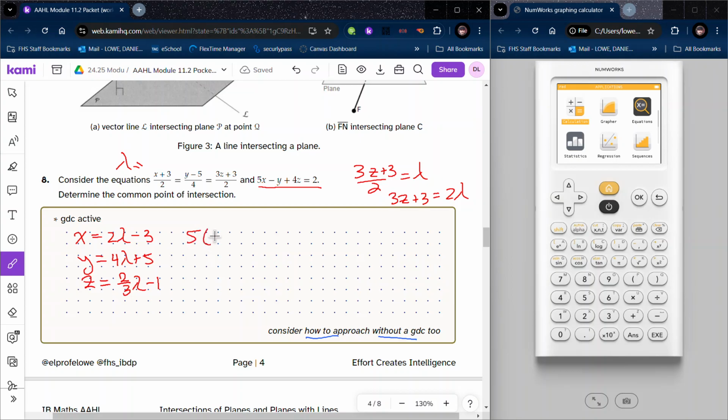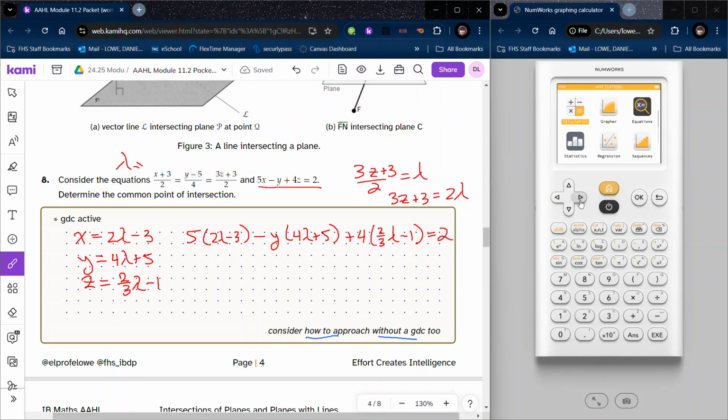So that means that 5 times (2 lambda minus 3) minus (4 lambda plus 5) plus 4 times (2/3 lambda minus 1) must equal 2.